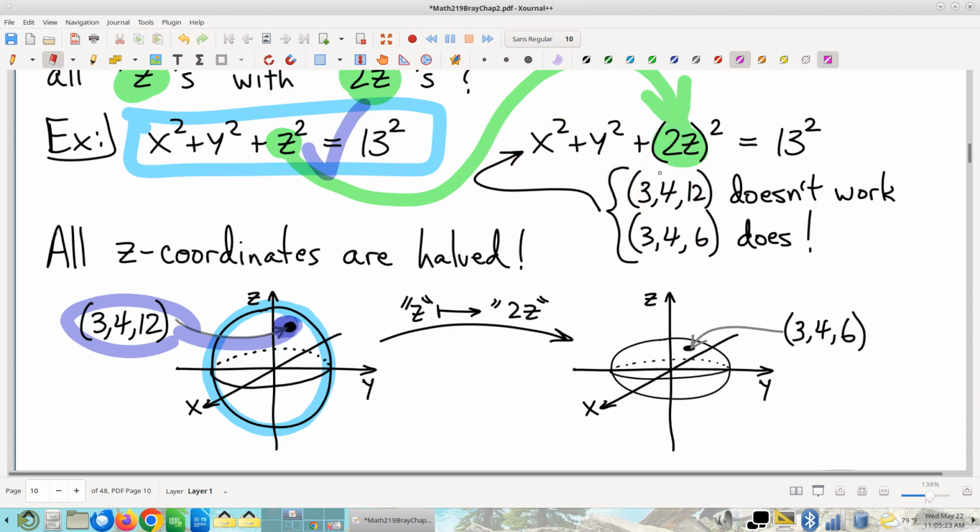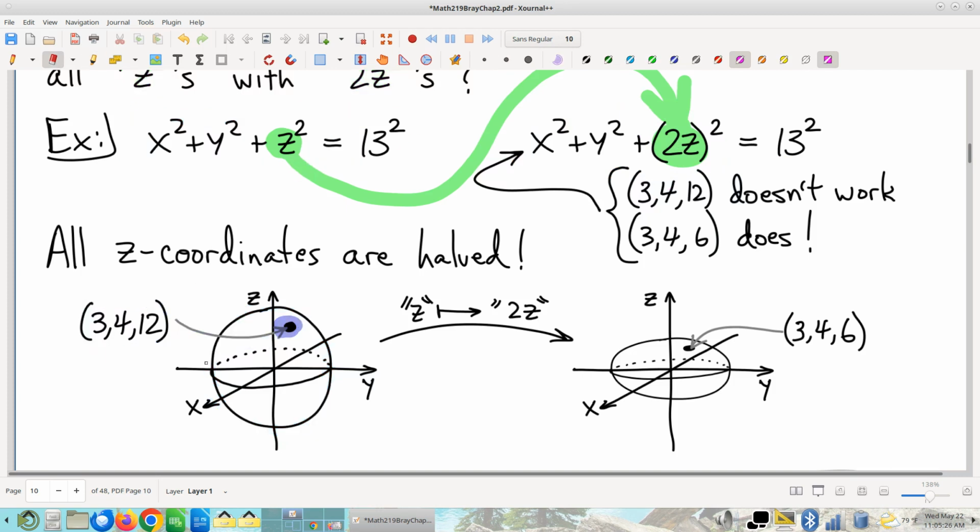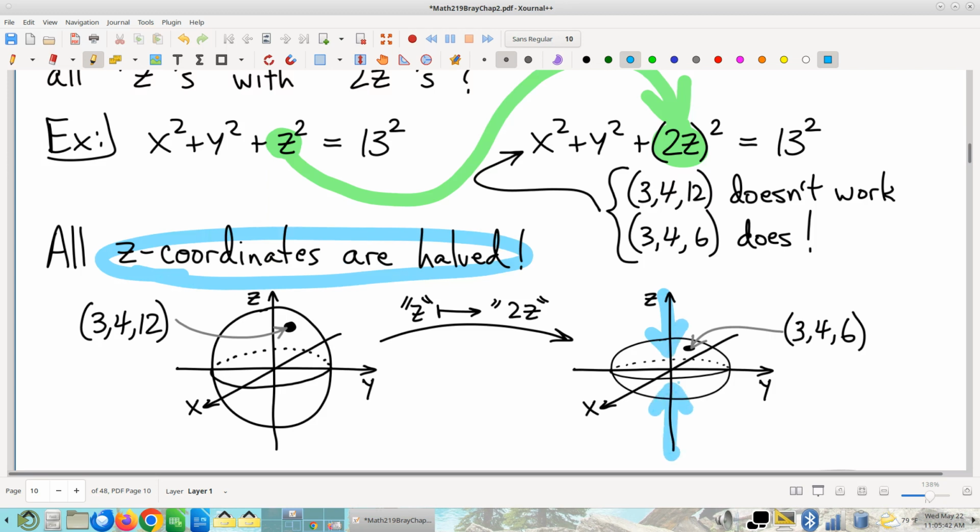And let me get rid of all of the rest of this stuff. The effect of this replacement, if you replace every z with 2z, the punchline is that all of the z-coordinates get cut in half, or said differently, we are vertically squishing our surface. That's the resulting effect on the surface. So this is a way that I like to think about certain kinds of things in math, that there's a connection between algebra and geometry. Algebraically, I do a certain replacement. Geometrically, there's a certain effect. Okay. All right.